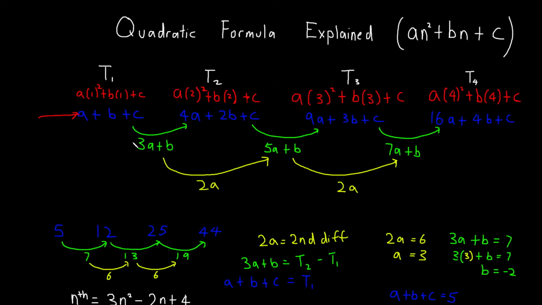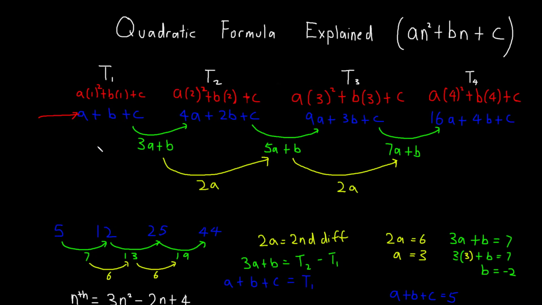4a minus a is 3a. 2b minus b is... your difference will be 3a plus b. This is your difference between term 2 and term 1. Term 3, 9a plus 3b plus c minus 4a plus 2b plus c. You're supposed to get 5a plus b. And subsequently, 16a plus 4b plus c minus 9a plus 3b plus c. You're going to get 7a plus b.